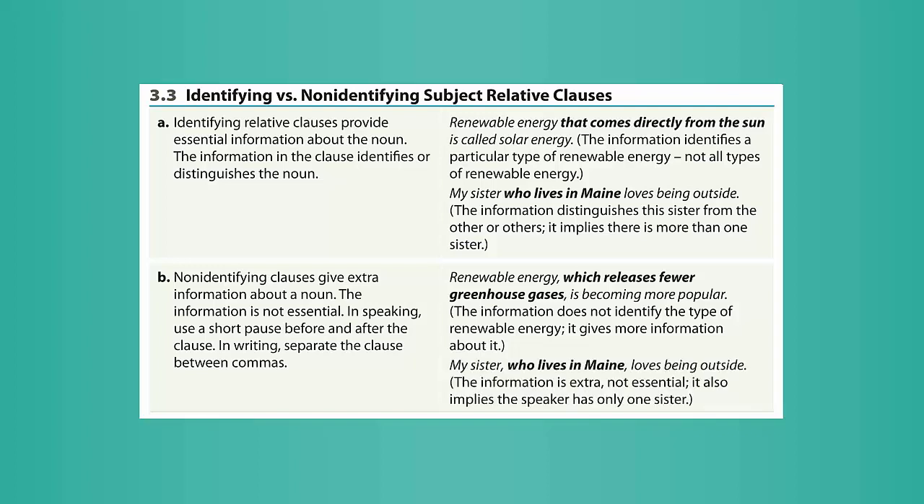And in this example, my sister, who lives in Maine, loves being outside. The information is extra, not essential. It also implies the speaker has only one sister.